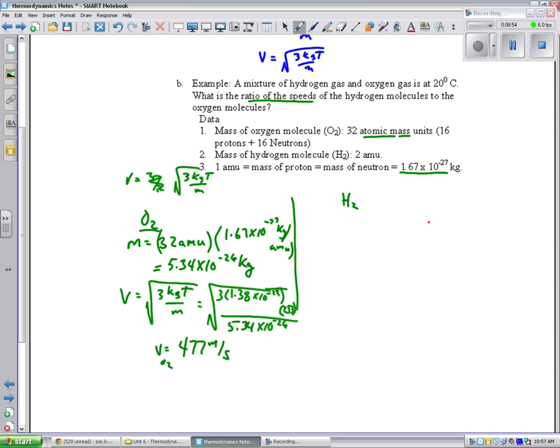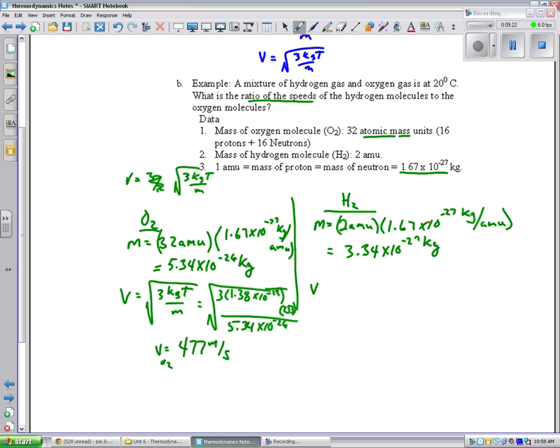Now for hydrogen, follow the same process. The mass is going to be 2 AMUs times 1.67 times 10 to the minus 27th kilograms per AMU. And that gives me a mass of 3.34 times 10 to the minus 27th kilograms.